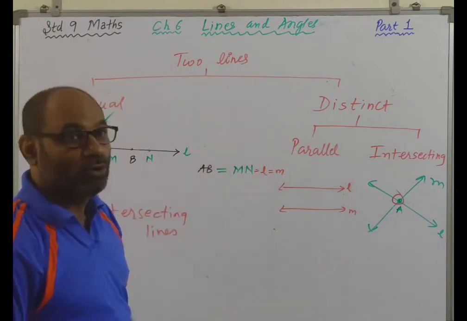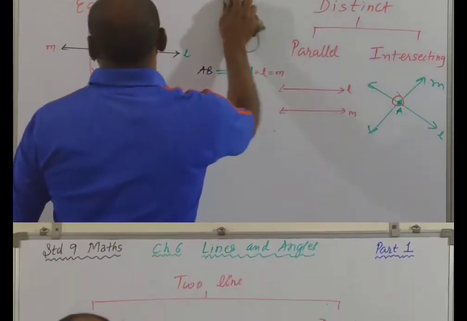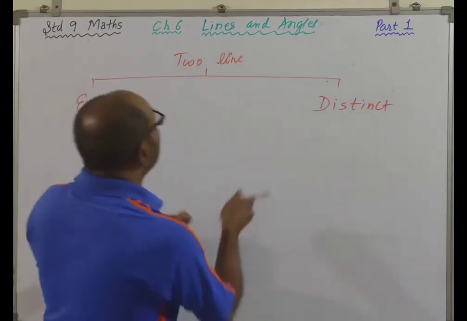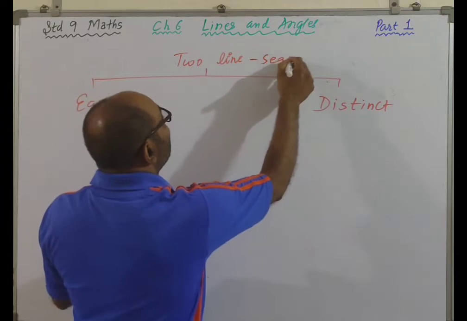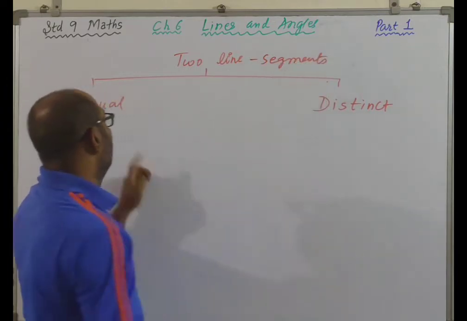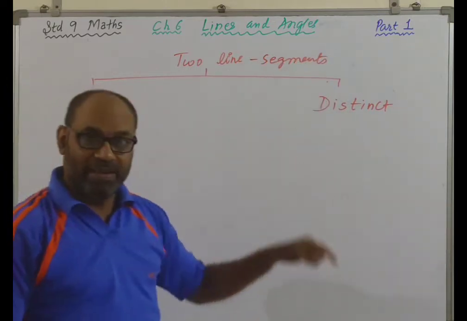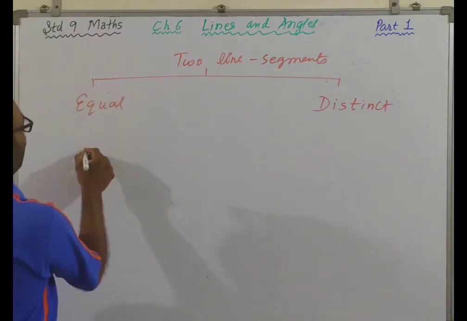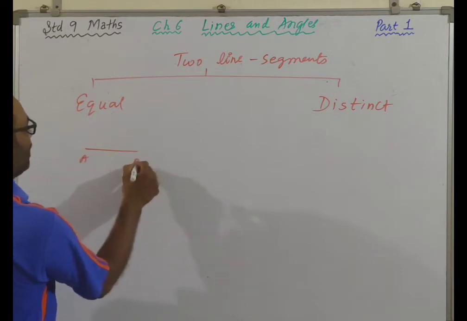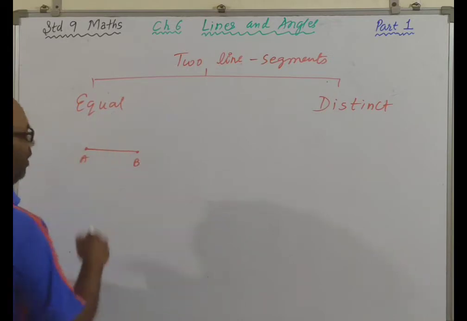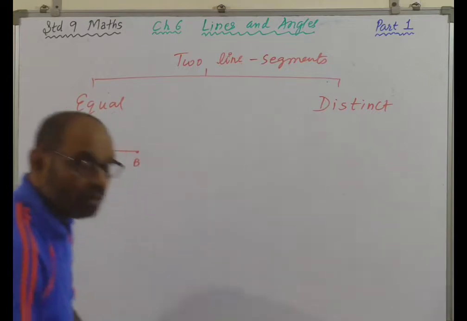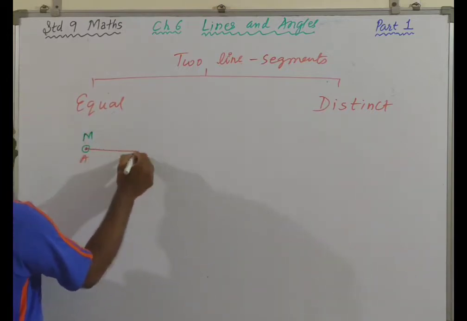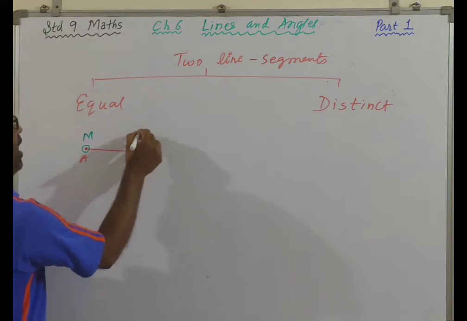Now let's talk about two line segments. So we just saw two lines. Now we will see two line segments. Alright? They can be equal or can be distinct. Okay. Now, this is one line segment AB. Ye point M hai. Or ye point N hai.